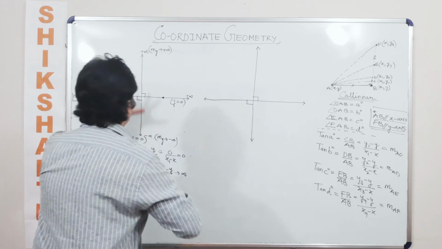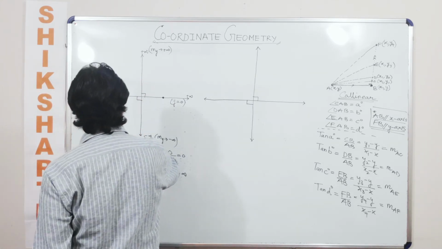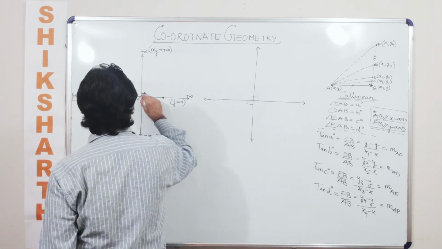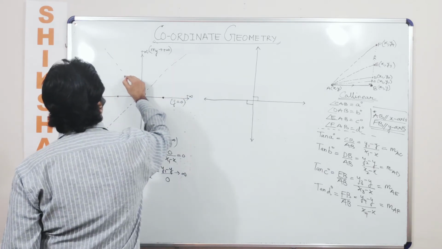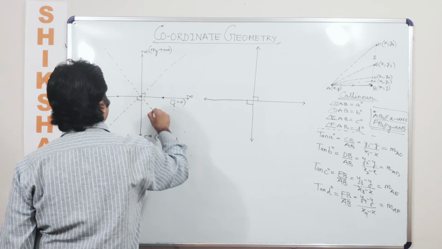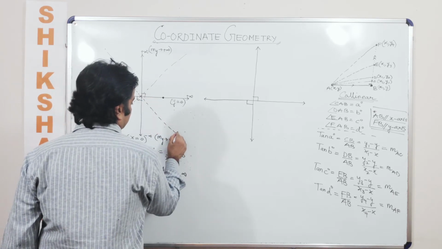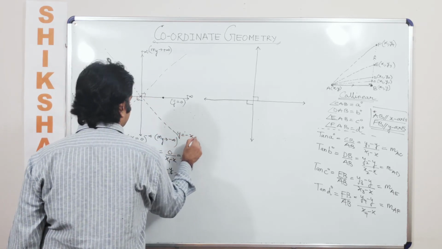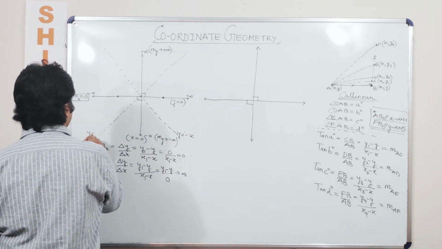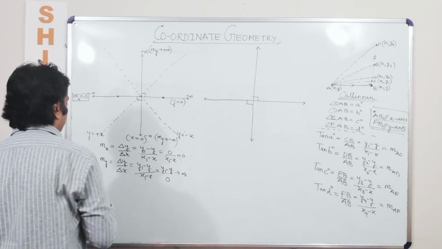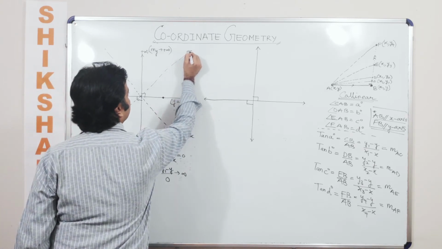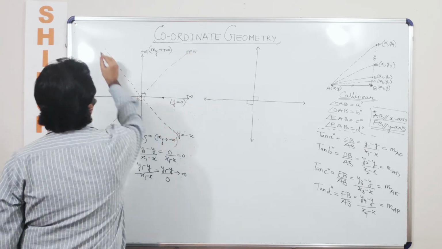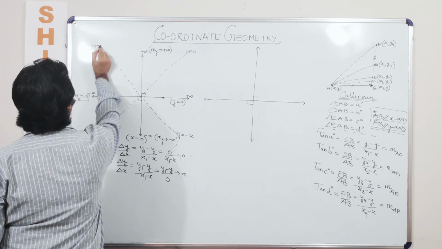Right? Taking this concept further, what I am doing now is drawing a line which is represented by y is equal to x and y is equal to minus x. So let's say this line is y is equal to minus x, and this line that I am representing here is y is equal to plus x. The point to understand here is the slope of this line is plus 1, and the slope of this line is minus 1.